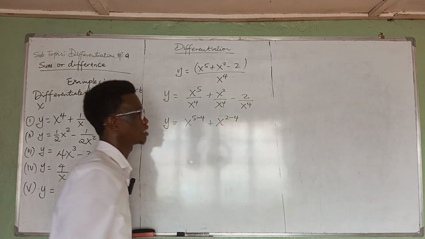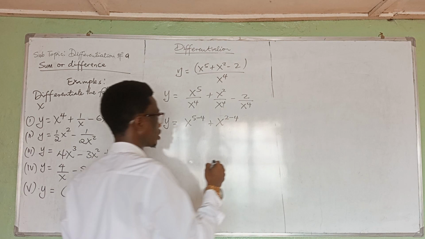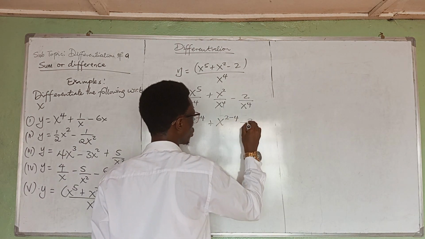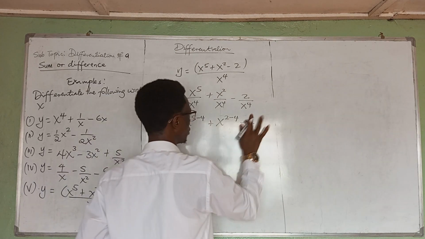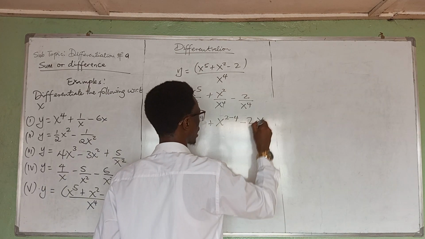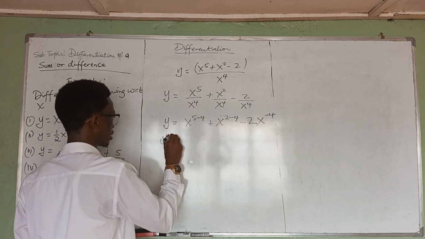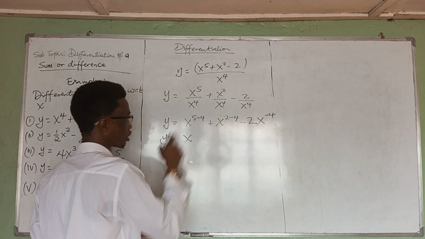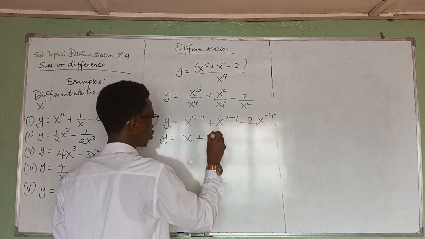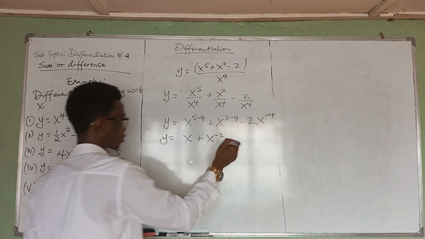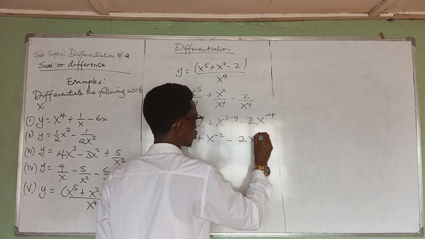So here now, you can see that you don't have any variable x here. So now you just change it to a whole number instead of a fraction. So this becomes minus 2, so that becomes minus 2 x raised to the power minus 4. Okay, now let's reduce it again. So this becomes x, because 5 minus 1 becomes 1, and this becomes plus x raised to the power minus 2. Bigger number carries the sign, and subtracting, minus 2, and this becomes x raised to minus 4.